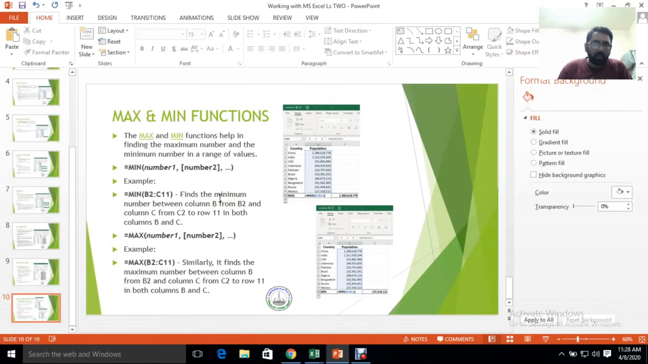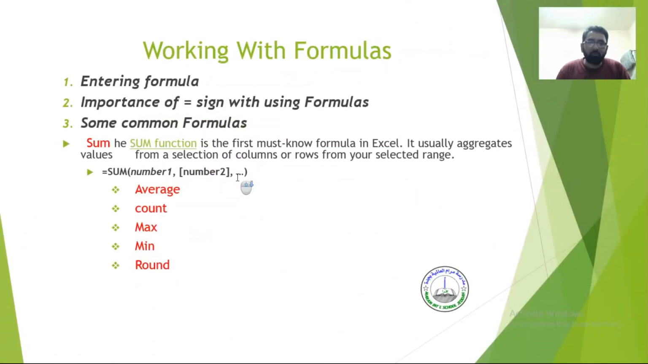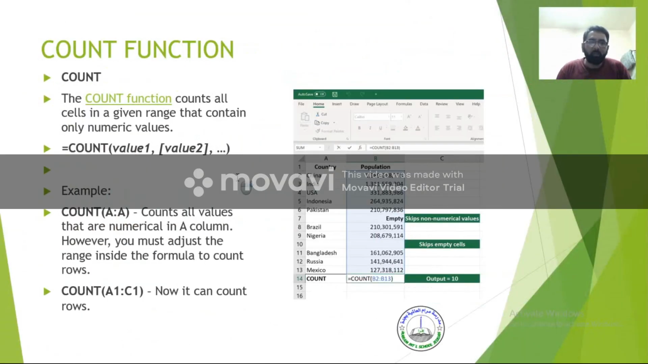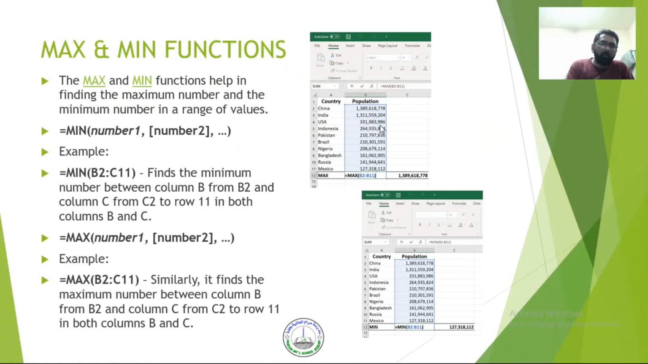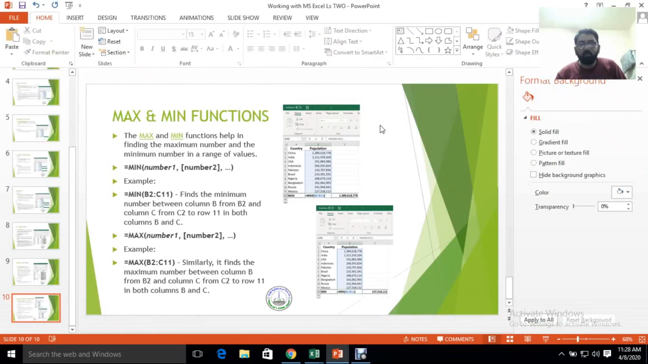Sum, average, if condition. Now there are more functions here. Now the maximum and minimum function. This is also very easy, we can apply it here. What is the maximum function? The maximum function will return you the maximum value in the cell range, and the minimum function will give you the minimal value in the range.